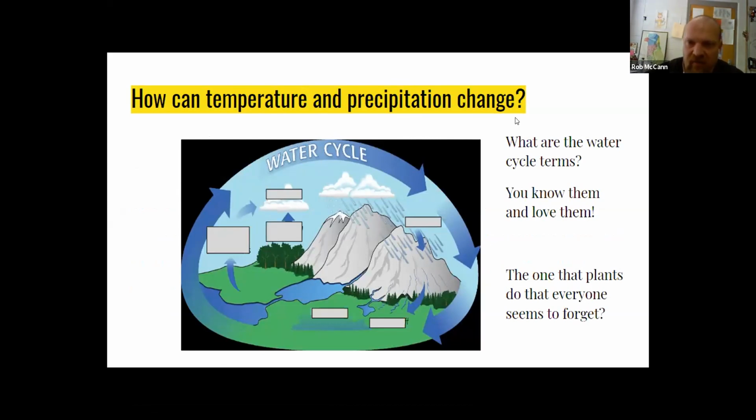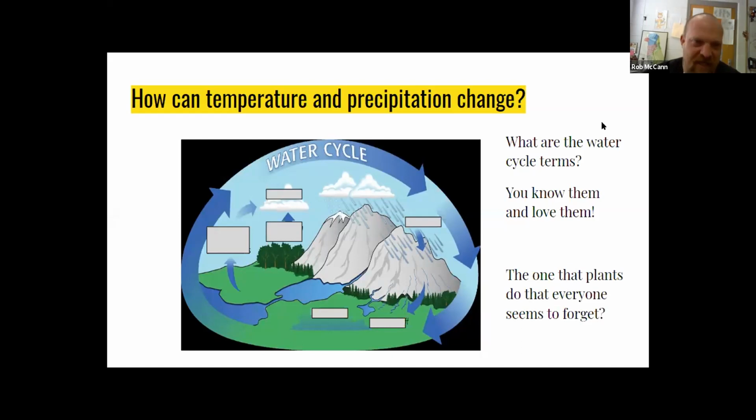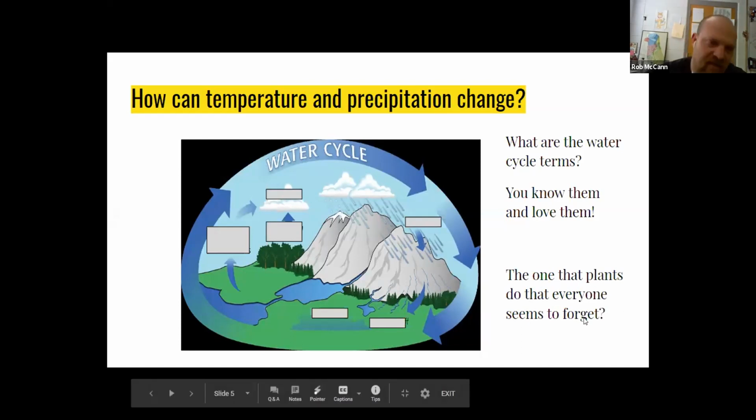So rush over there to your chat box. What are the water cycle terms? You know them and love them. So start typing those in there. In the chat box, you're typing any of those water cycle terms that you know and remember. And I've gone through and covered them up here because you should know them, right? Good. We got some influx of responses here. We've got transpiration. Good, because I put the one that plants do that everyone seems to forget, at least my students.